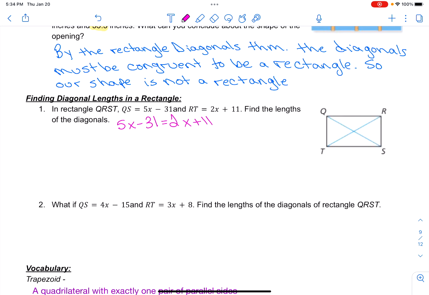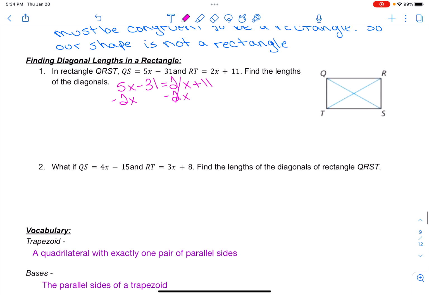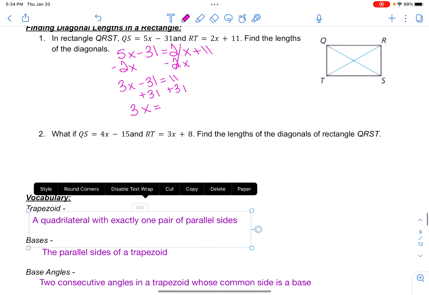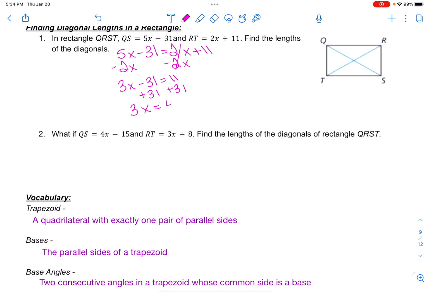And then we need to solve for x. So we will subtract 2x from both sides. So we have 3x minus 31 equals 11. Add 31 to both sides. 3x equals 42. And when we divide both sides by 3, we get x to equal 14.